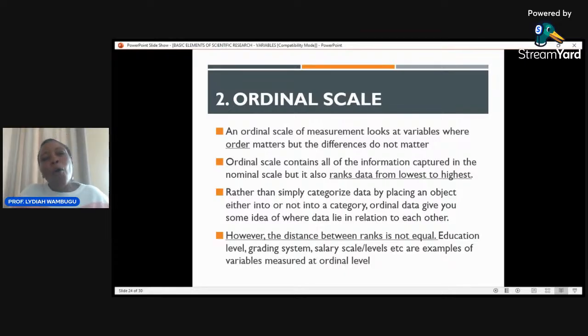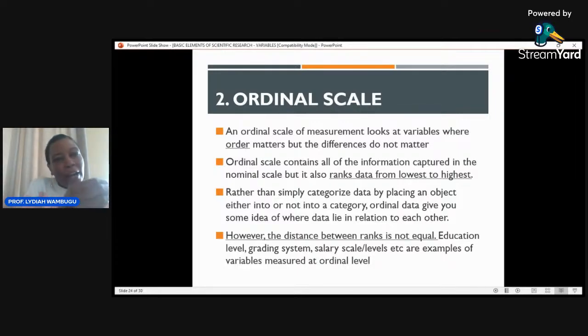Now, how many points are below 49? How many numbers are below 49? Remember, it can go to even the minus. Then look at between 50 and 59, between 60 and 69. Then look at above 70%. How many would be? So we have some order. But the difference between these ranks is not equal.